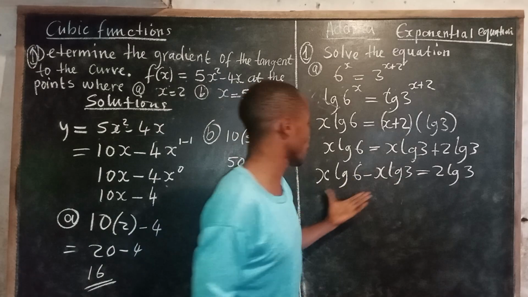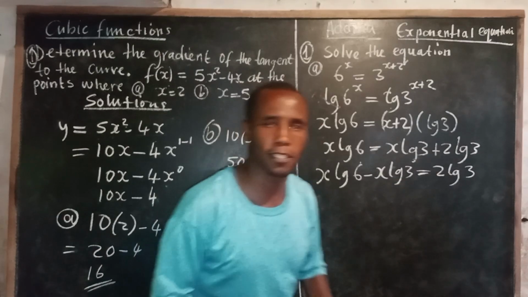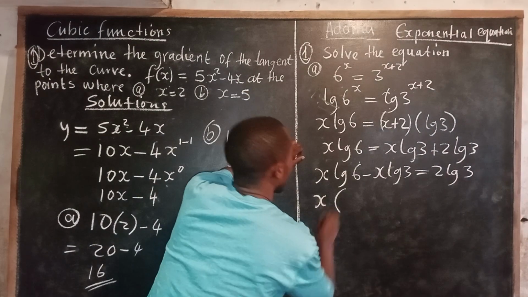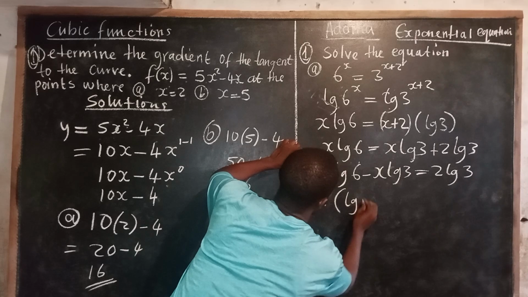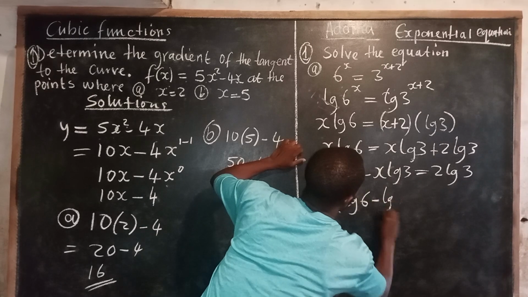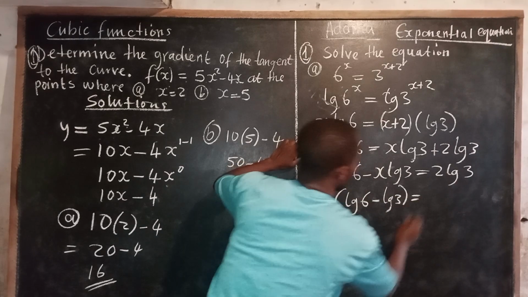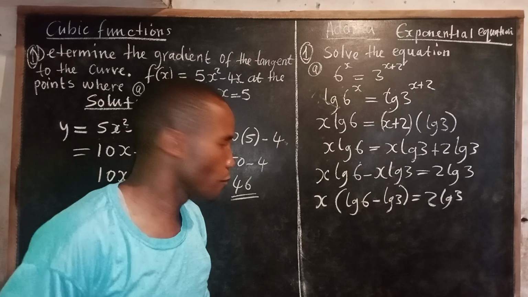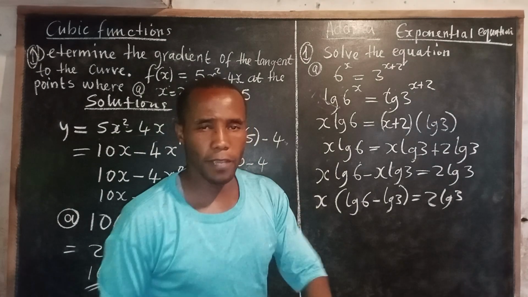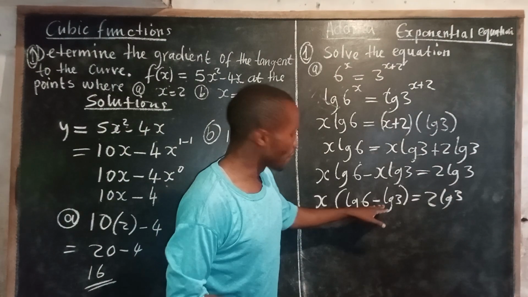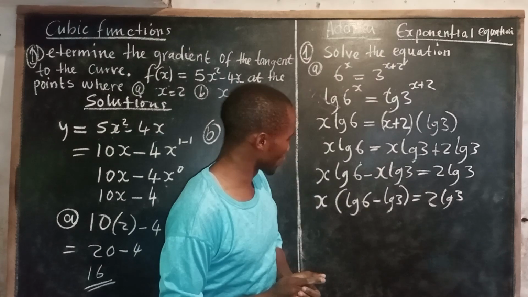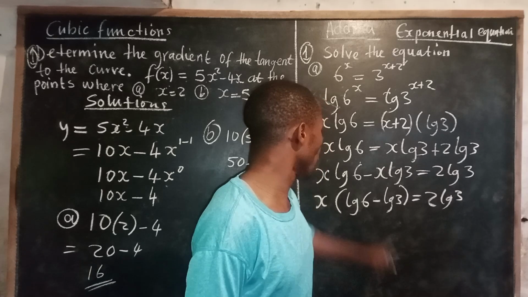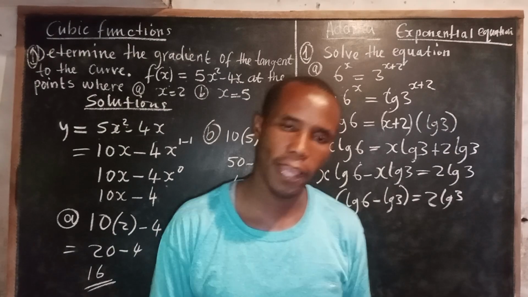So for these two terms that we have, the common factor is x. So we are going to factor out x. Then we open bracket. Inside there we are going to remain with log 6 minus log 3, equals 2 log 3. Again from there, remember the rules of logarithms. When you have a minus in between two terms, you are going to divide the values. When you have a plus, you are going to multiply the values.